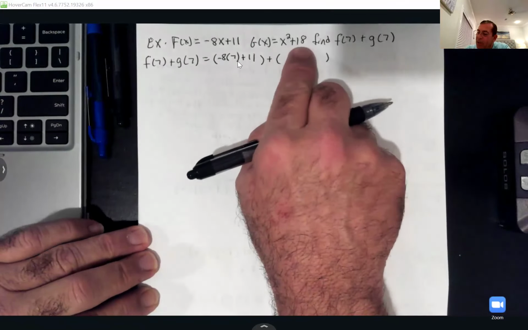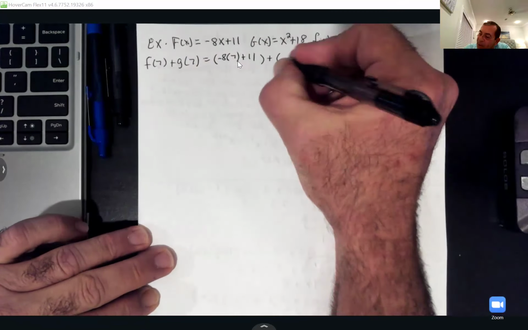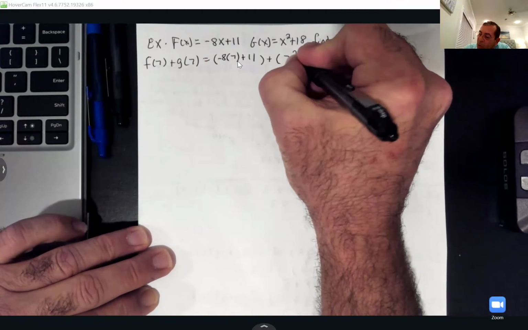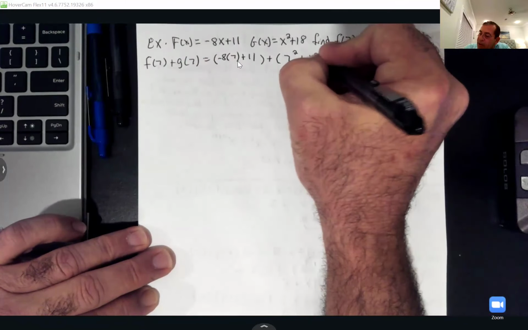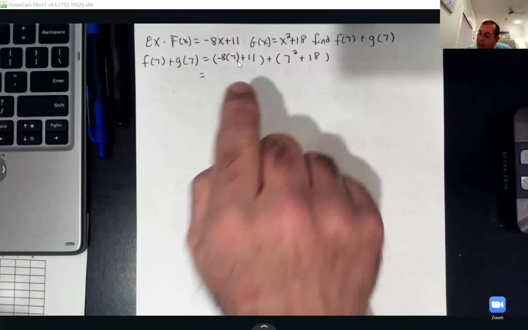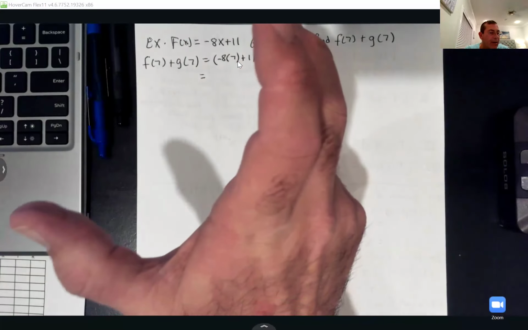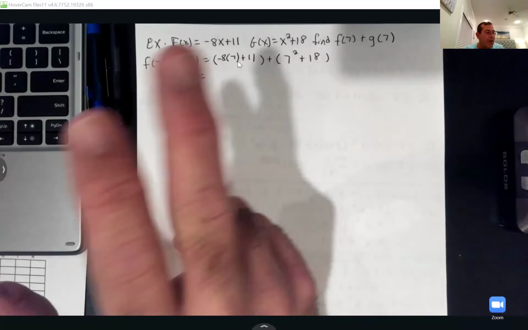And then here's an x squared plus 18. It told me to put a 7 in for that one. So that'll be 7 squared plus 18. Now, I'm not going to lie, you can punch this right here. It looks just like that. You can punch it on the calculator and get your answer.